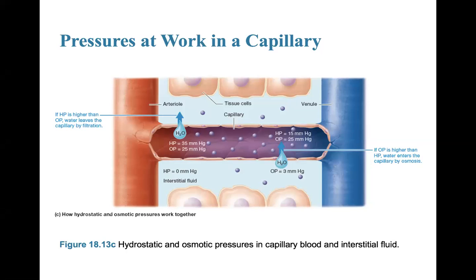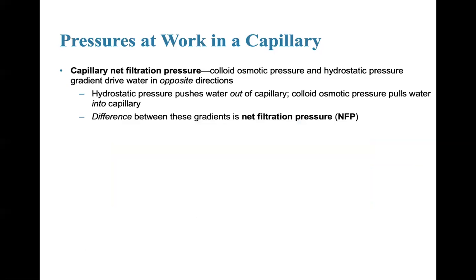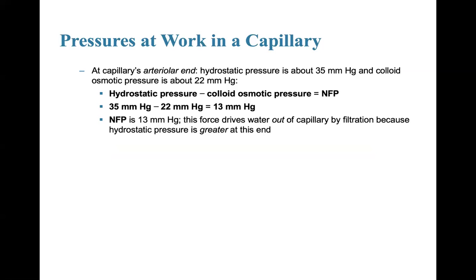At the venous end, the hydrostatic pressure is 15. The osmotic pressure is 25. The net filtration pressure is negative 10, which means you're going to have the osmotic pressure drawing water in and fluids will move back in. So what you have is fluids moving out at the arterial end and fluids moving in at the venous end. And that is what we refer to as the capillary net filtration pressure. And that's sort of defined here.